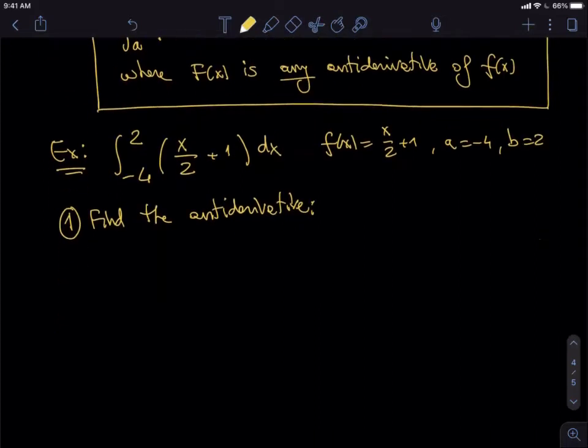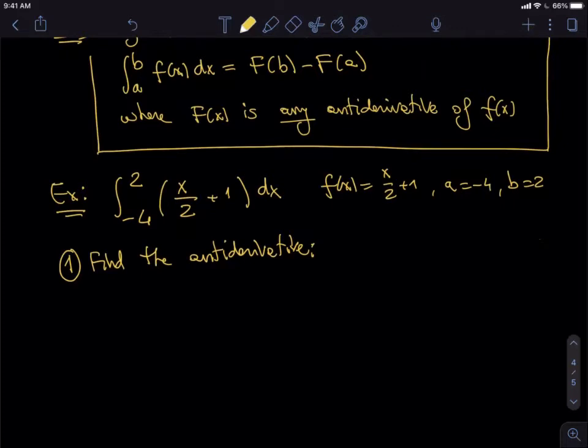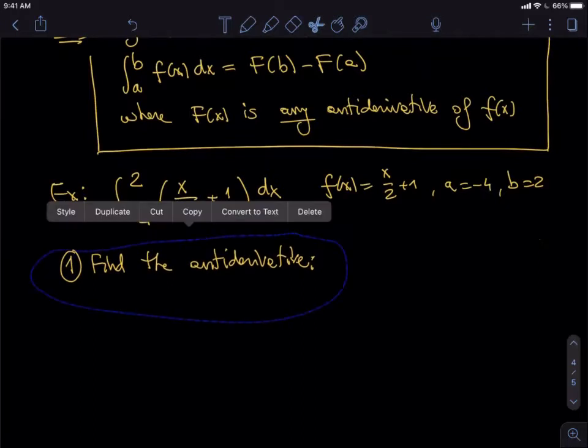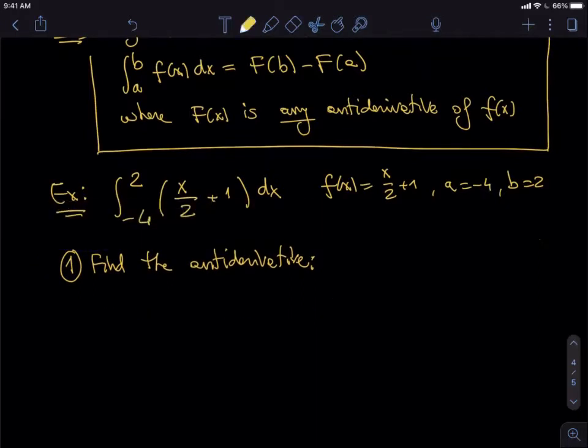So let's keep that in mind. Notice that the theorem says this applies to continuous functions. We'll see more about that later. But x over 2 plus 1 is continuous, so no problem. So find the antiderivative. Capital F of x is the integral of x halves plus 1 dx, which we know is x to the power 2 divided by 4 plus x plus c.